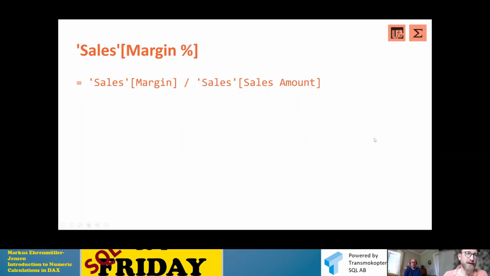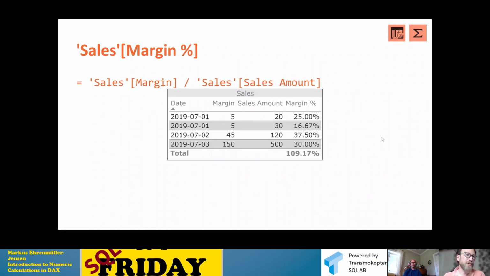So the margin percent. The margin percent is a division. I take the margin and divide it by the sales amount, multiply it by 100, or in Power BI, I can assign in the properties of the field that it's a percentage, so I don't have to multiply it by 100. It automatically will then be multiplied by 100, and the percent sign is put at the very end, as you can see here. So we have the margin of 5 for the first day, we have a 20 for the sales amount, and 5 divided by 20 is 1/4, so that's 25%.